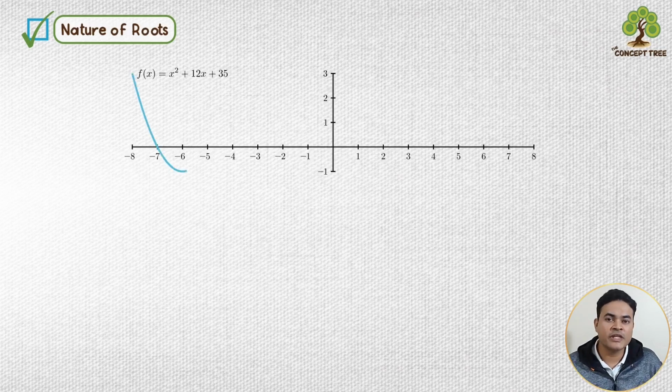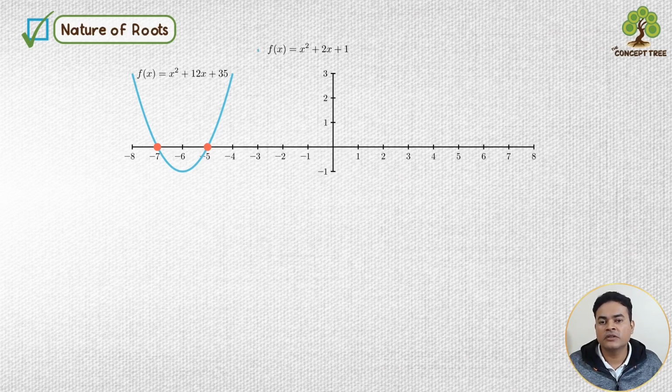So the first equation is x² + 12x + 35. The graph of this function intersects the x-axis at 2 points, at x equal to −7 and x equal to −5. That means we got two distinct real roots.